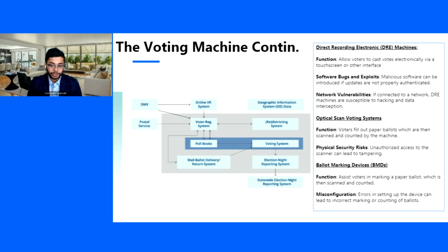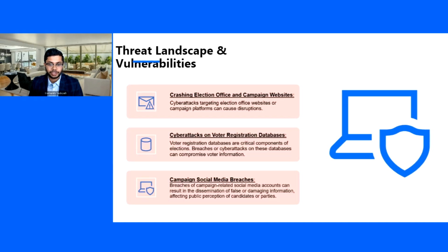So these vulnerabilities that I've talked about really talk about the importance of modernizing our election infrastructure and implementing really good security measures to safeguard the integrity of our democratic process. As we move on to the next slide, I think it's time now that we talk about the threat landscape and vulnerabilities in elections, understanding the risks that lurk within our electoral processes.